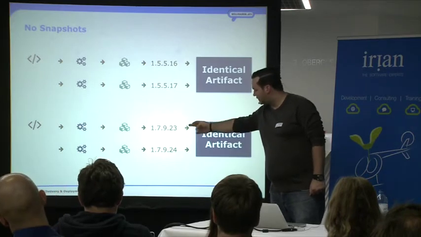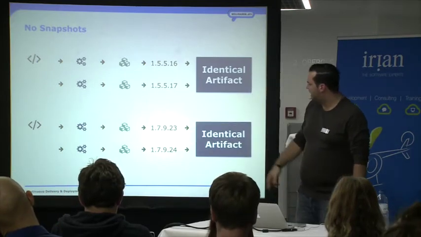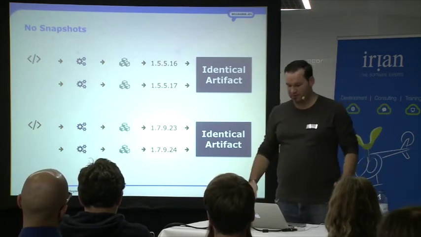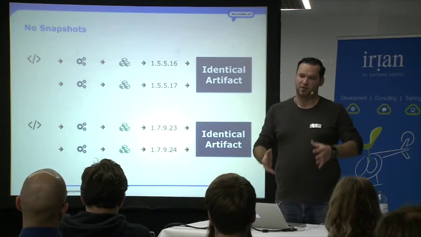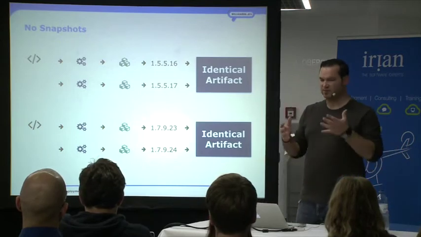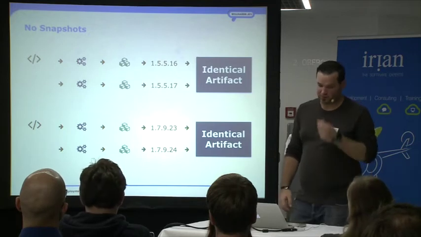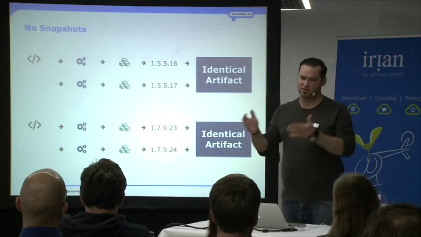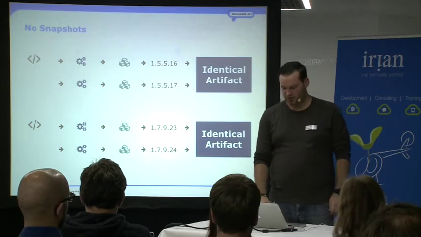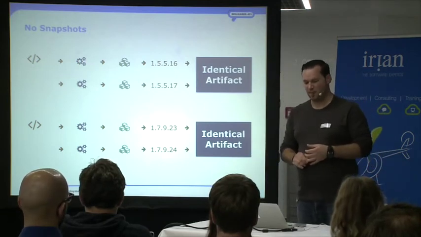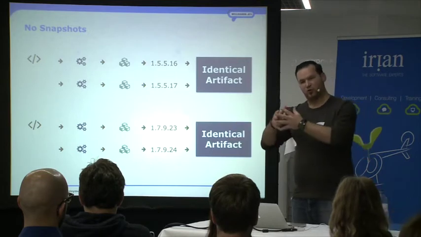The same if you create, for example, another version, like a higher version 1.79, it should also every time create the identical artifact if you build the same source code again. That's very important, that's idempotent, and it is extremely important so that you can reproduce things that are happening in your continuous delivery pipeline.